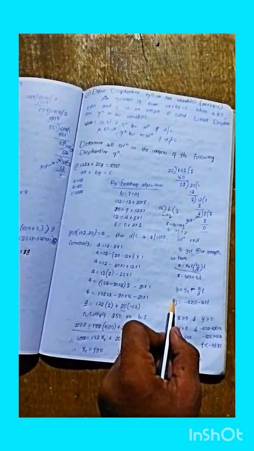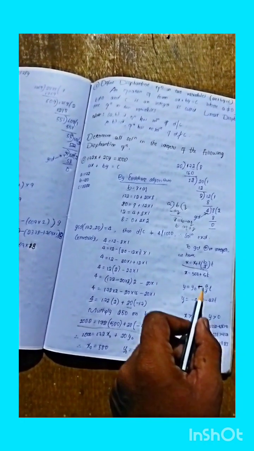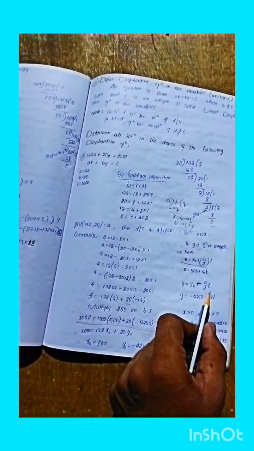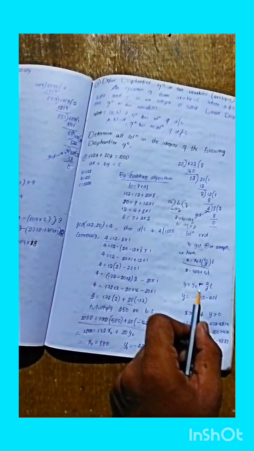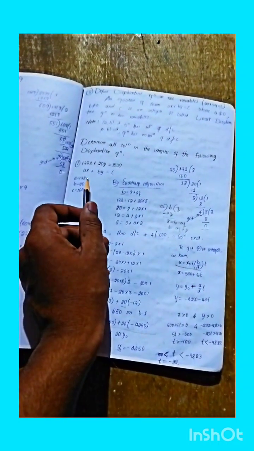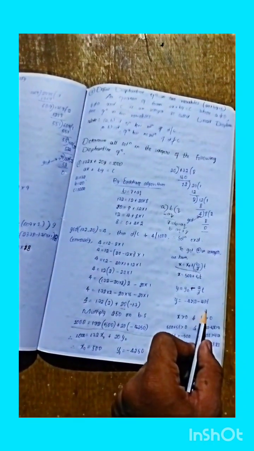And another equation to find y is y equal to y naught minus a by d. So here it is plus b by d, and here minus a by d. This must be remembered. y naught is already obtained, and a by d is 172 divided by 4, which is 43.